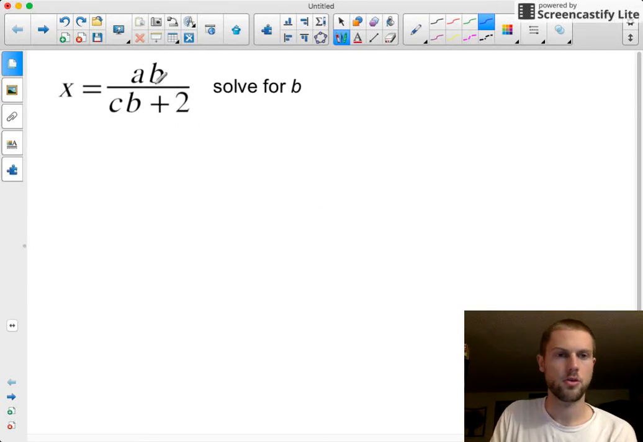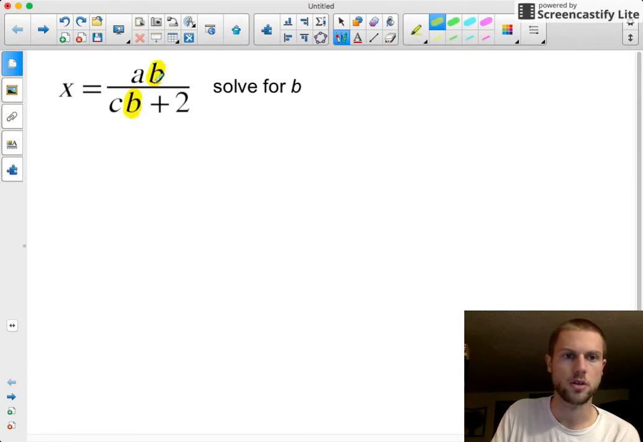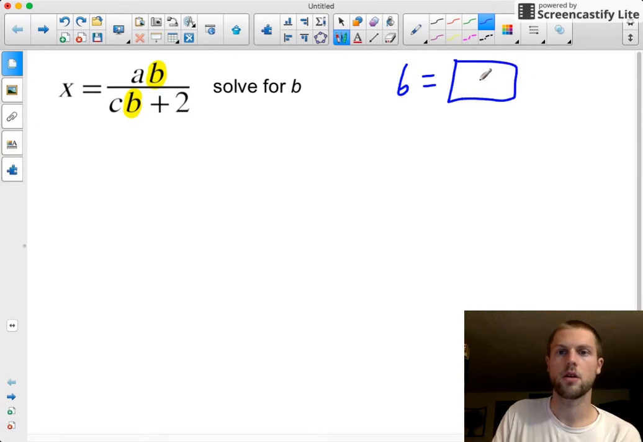All right, here's a literal equation where we want to solve for the b variable here. And we can see that b shows up twice, once here and once here. So we have to make sure that we end up having just one b. We want to have something that is b equals something, where there's no b in here.